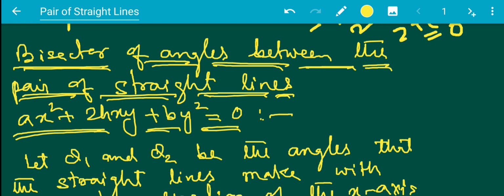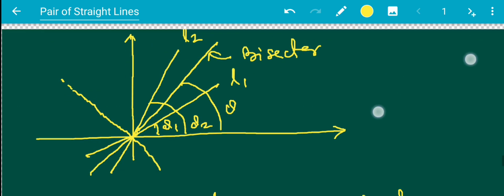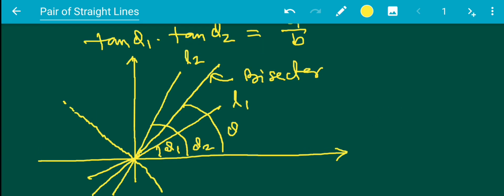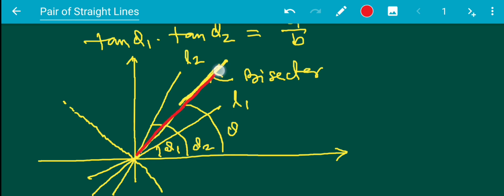Now come to bisector of angles between the pair of straight lines. Okay, let's see whether I made that diagram. Let me explain the diagram. L1 and L2 are two individual lines. Combining L1 L2 we have pair of straight lines. Now this line is the bisector. Okay, let me change the color. This line is the bisector. So this is the angle theta, this is the angle theta 2, and this is the angle theta 1. Theta 1 is made by L1 with x-axis, theta 2 is the angle made by L2 with x-axis, and bisector makes the angle theta. Clear? So this diagram is clear.